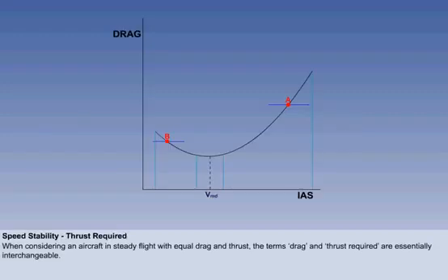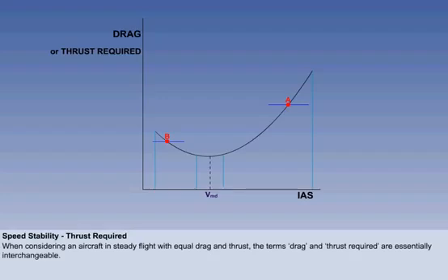For an aircraft to be in steady flight, it must be in equilibrium. That is, with no out-of-balance forces or moments. When it is trimmed to fly at a steady speed, thrust and drag are equal. Therefore, when an aircraft is in steady flight, it can be said that the terms drag and thrust required are essentially interchangeable, so that when considering a total drag curve, it could also be looked at as a thrust required curve.